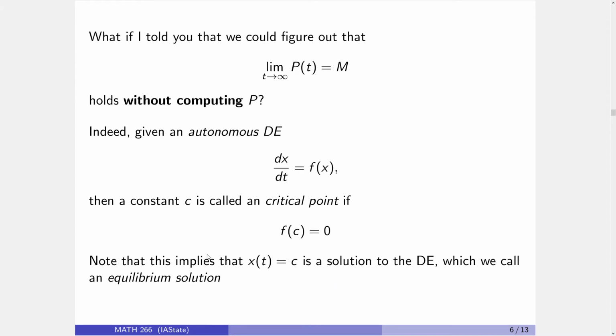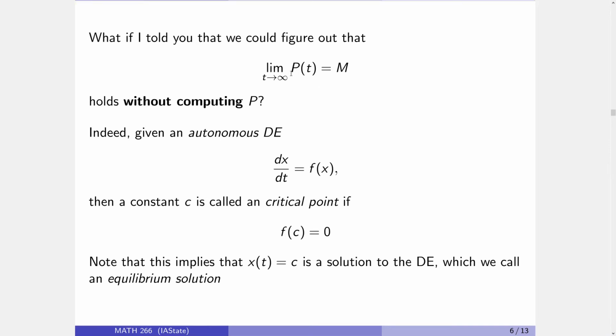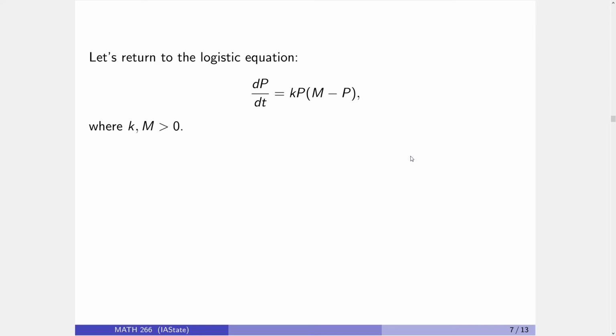And it turns out that these equilibrium solutions, these things that are guaranteed to be solutions of our dE, note they're very nice because they're just constant. It turns out that if you know where your critical points are and how your solutions are behaving nearby, you can figure out long-term behavior without ever actually solving. So let's see how you would actually do that with the logistic equation.